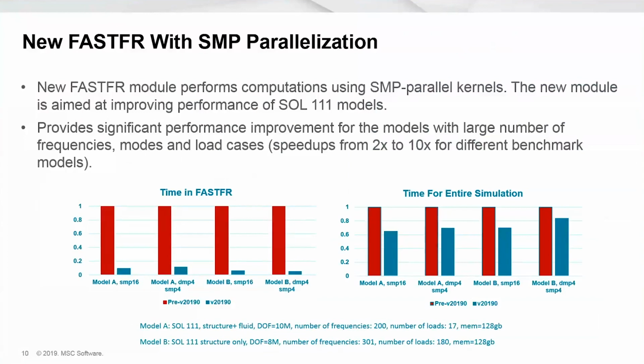For some of the models, we can see that the performance improvement in the FASTFR module itself is up to 10x, as noted in the model A on the left-hand side. For overall simulation time, we noticed somewhere around 35 to 40% improvement. And these models are custom models, significant. Model A has not only structure but also fluid cavity, and it's a 10 million degree of freedom model. Moving forward in future releases, we'll tackle even bigger problems and even higher frequencies. So some more to come on this in future releases, but we're really excited about this release.